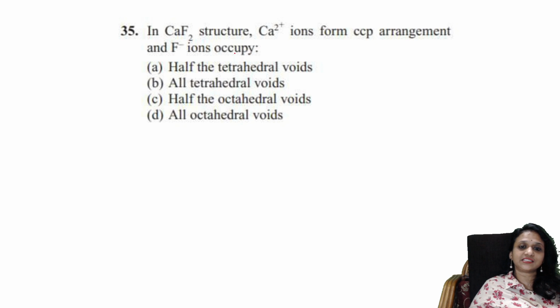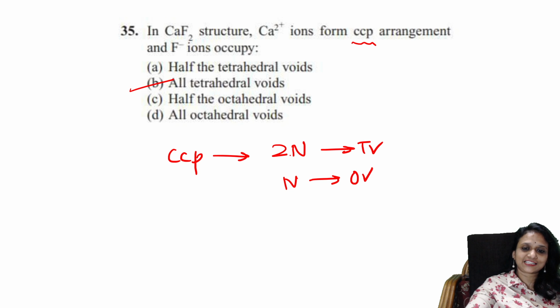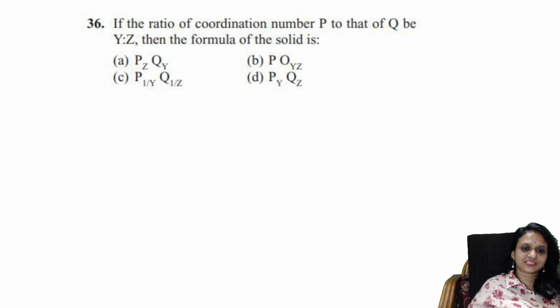35th question. In CaF2 structure, calcium 2+ ions form CCP and F minus occupy what? Alright. Here they have given a clue. Easy clue. They said CCP structure. In CCP structure, you tell me students. In CCP, what is the formula? I said always tetrahedral voids are double. Octahedral voids are half. So see here, all the tetrahedral voids are occupied. So double everything. Next.